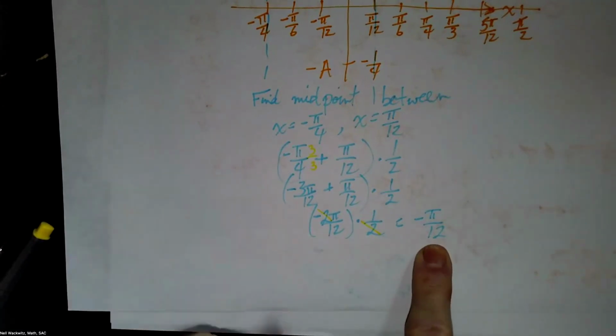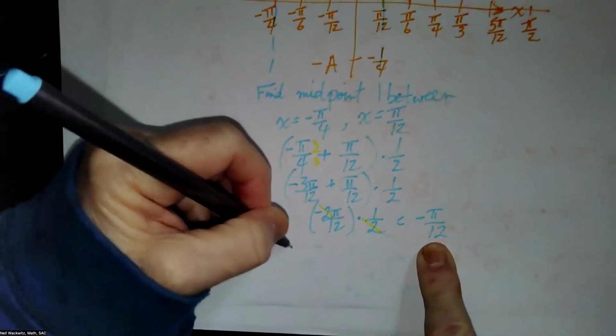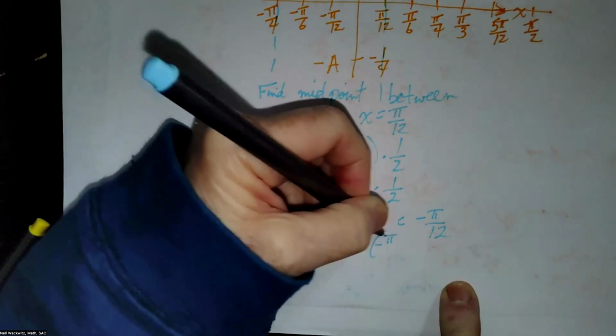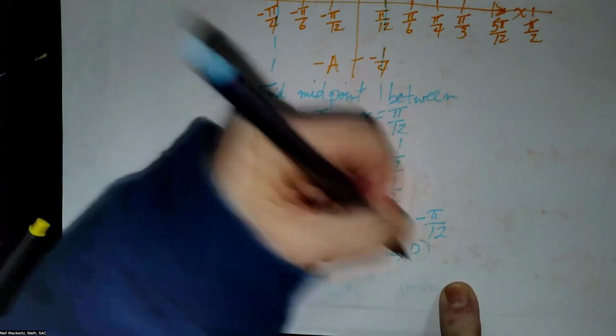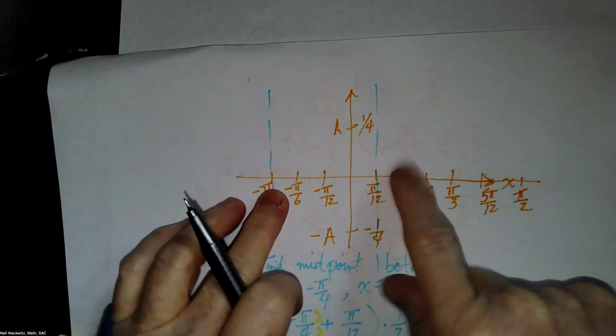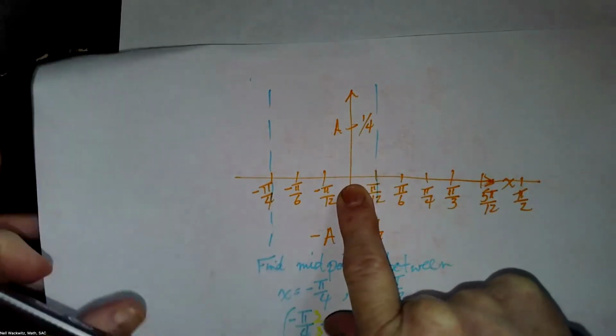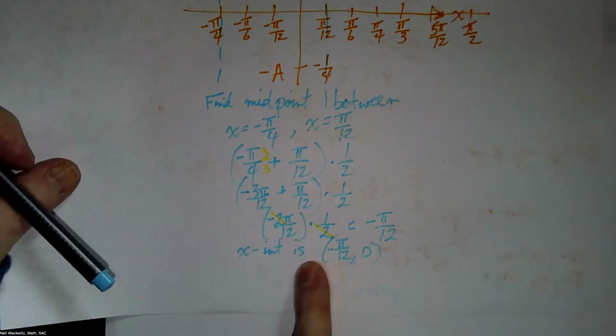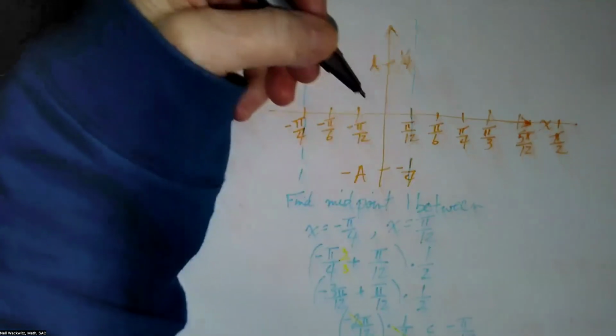This is going to give us our intercept. So the x-intercept is negative pi over 12, 0. When we had symmetric asymptotes, the intercept was always at the origin. But here we're not symmetric, and our intercept in the middle is not at the origin. So we are at negative pi over 12, groovy.